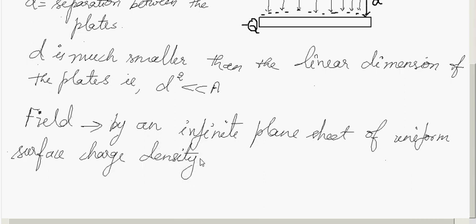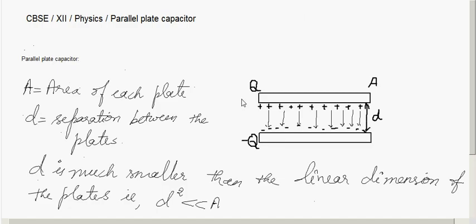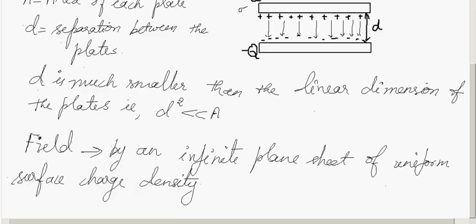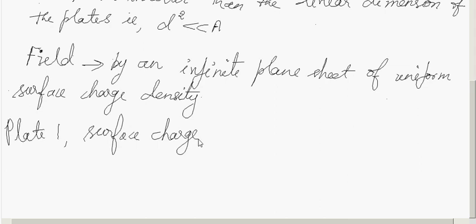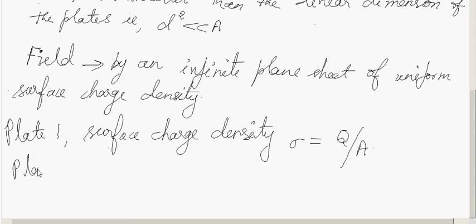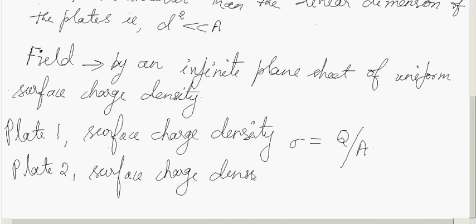Now here, if sigma is the surface charge density of the plates, then for plate 1 the surface charge density sigma is Q by A. For plate 2 the surface charge density is minus Q by A, so I can write it as minus sigma.